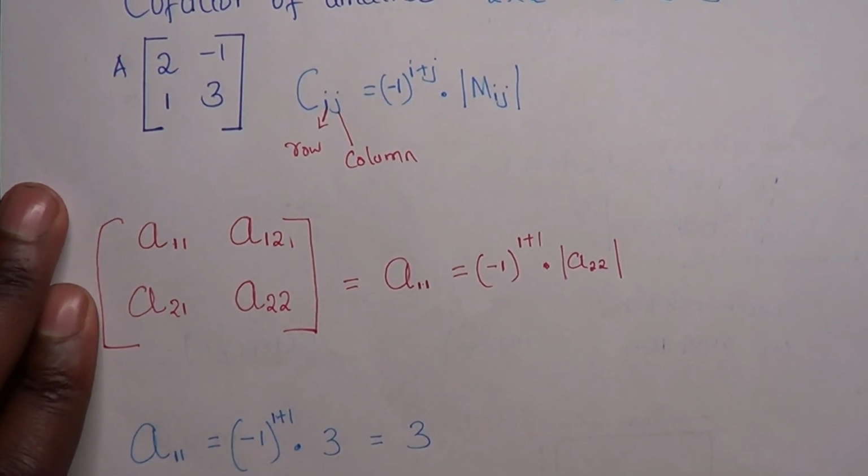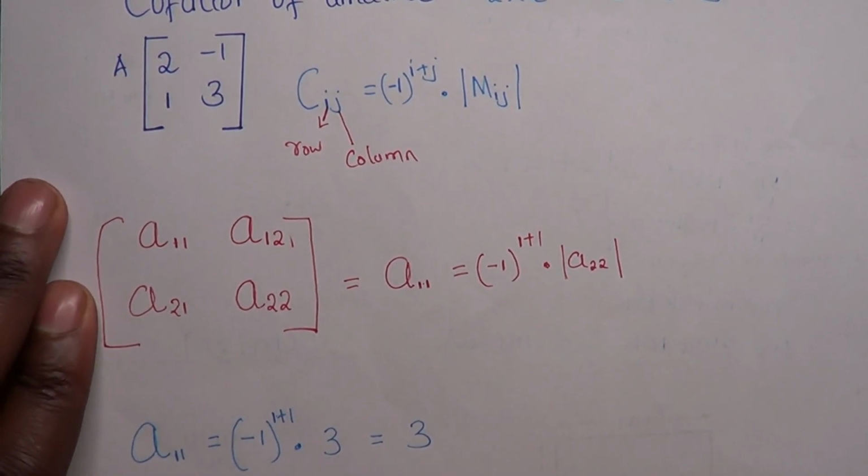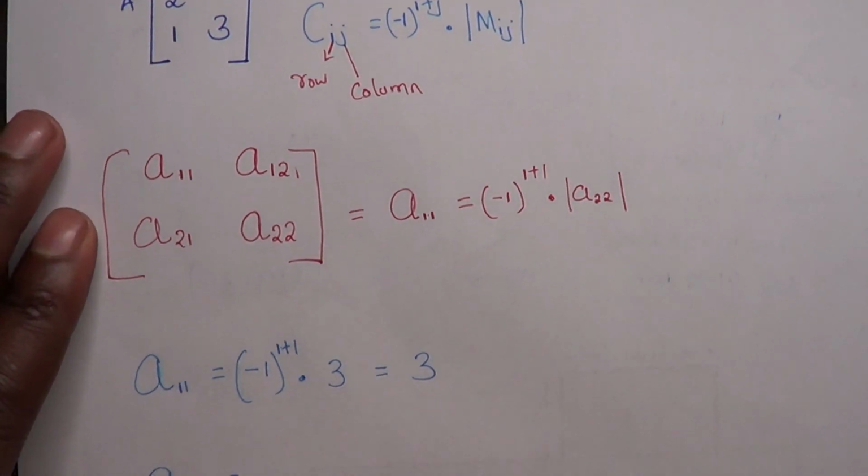Then the second, that's the first row, second column, it will be what?